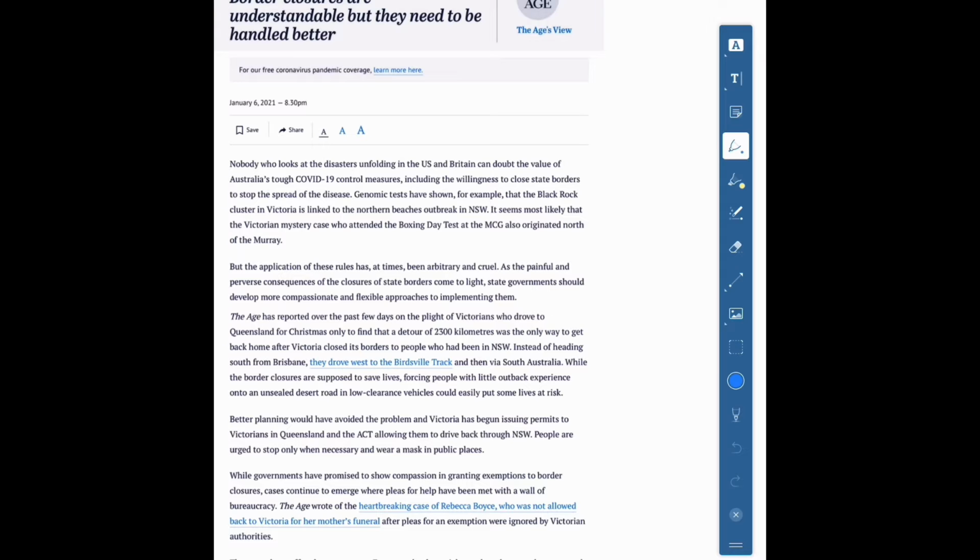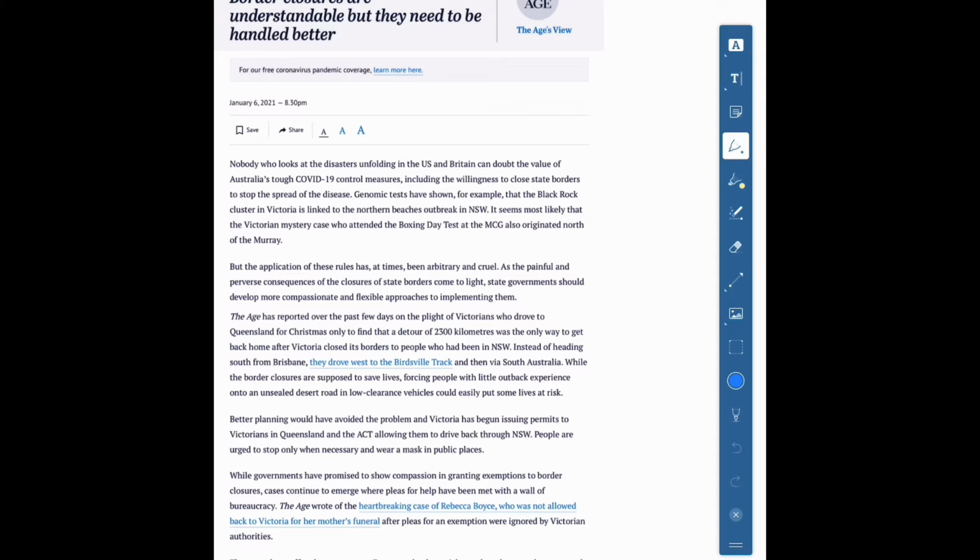Okay, so this editorial is taken from theage.com.au, and The Age is a daily published in Melbourne, Australia, in the state of Victoria. So let us start from here. We usually read the editorial right from the title, so let us analyze the title. Border closures are understandable, but they need to be handled better.